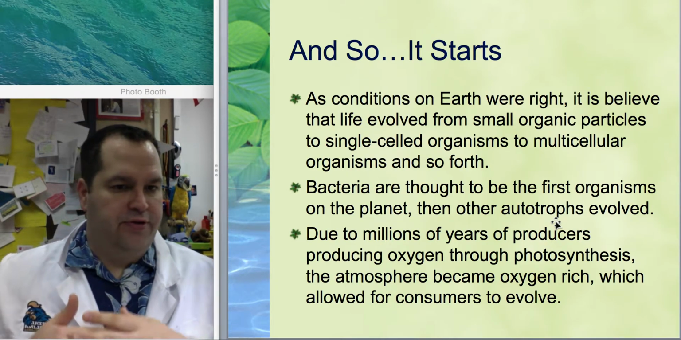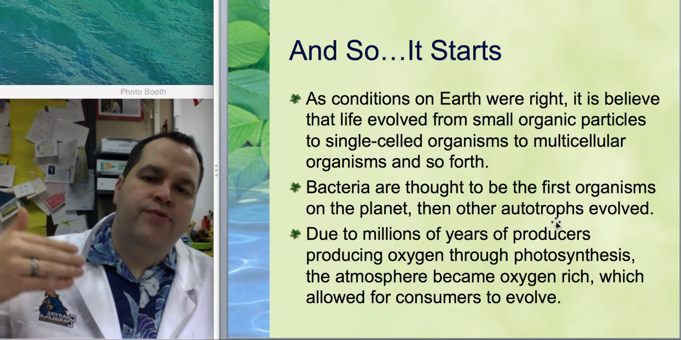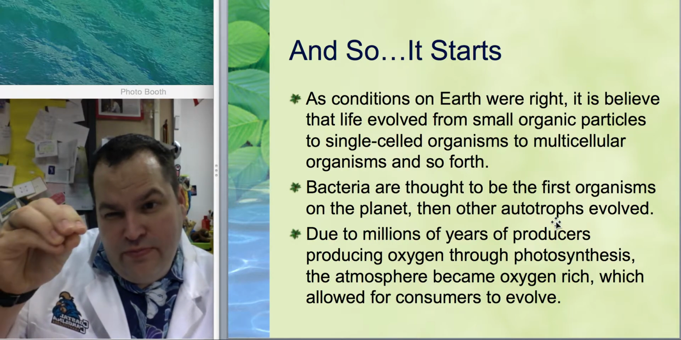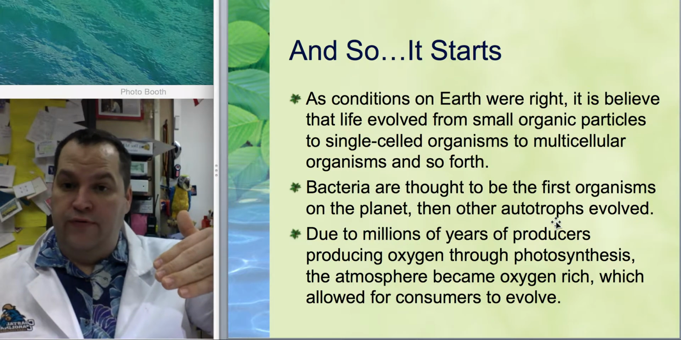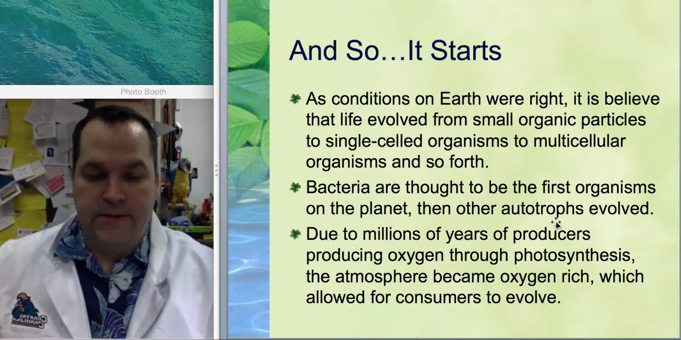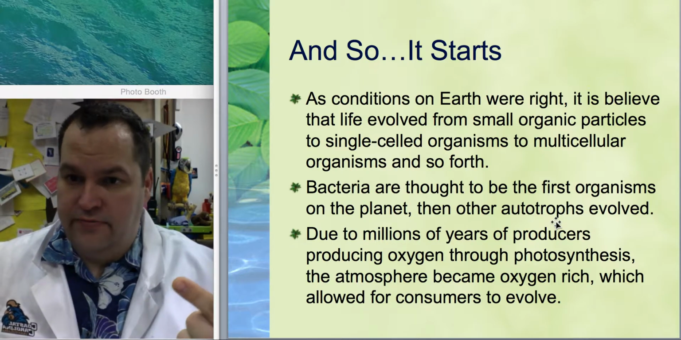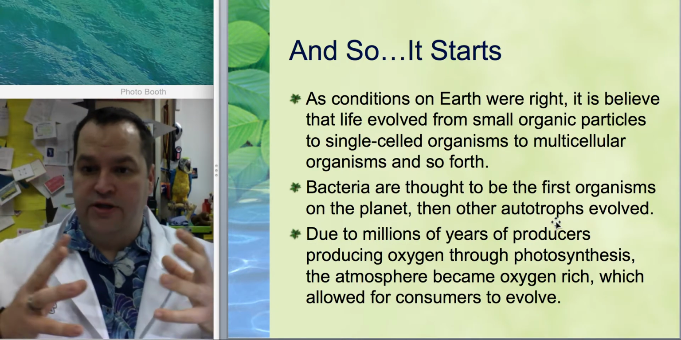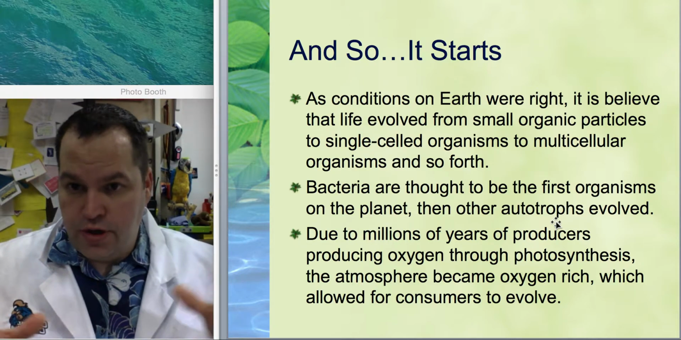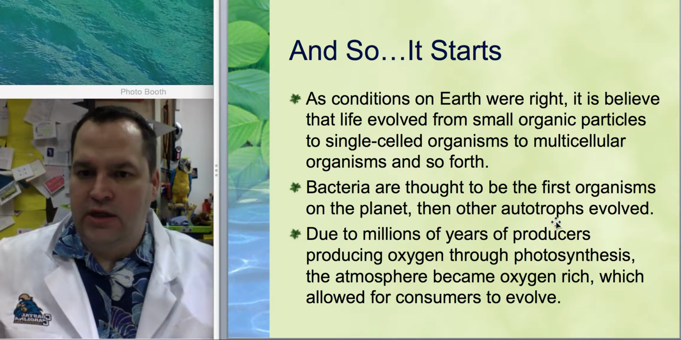They had to be able to fend for themselves energy-wise. So through millions of years of these single-celled prokaryotes going through the process of what we can best describe as photosynthesis or chemosynthesis, they started producing a lot of oxygen, which started to change the composition of the atmosphere. That means that due to millions of years of producers only, that's all that was on the planet, oxygen started to build up in the atmosphere.